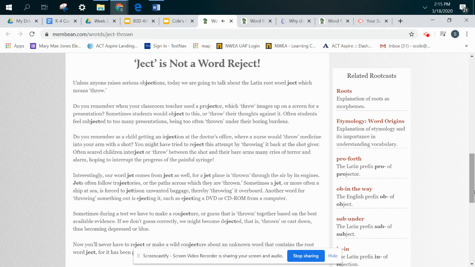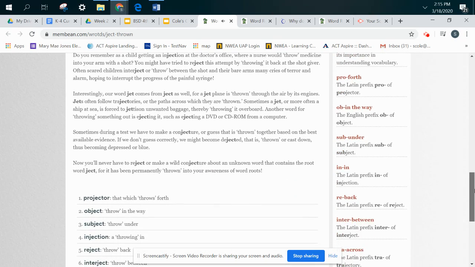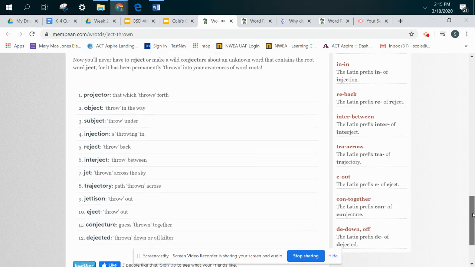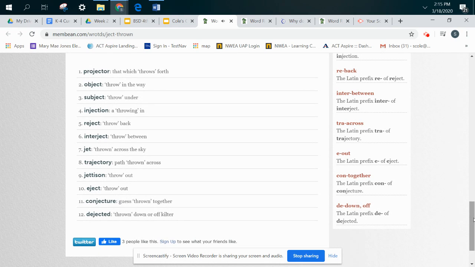Interestingly, our word jet comes from ject as well. For a jet plane is thrown through the air by its engines. Jets often follow trajectories, or the paths across which they are thrown. Sometimes a jet, or more often a ship at sea, is forced to jettison unwanted baggage, thereby throwing it overboard. Another word for throwing something is ejecting it, such as ejecting a DVD from a computer.